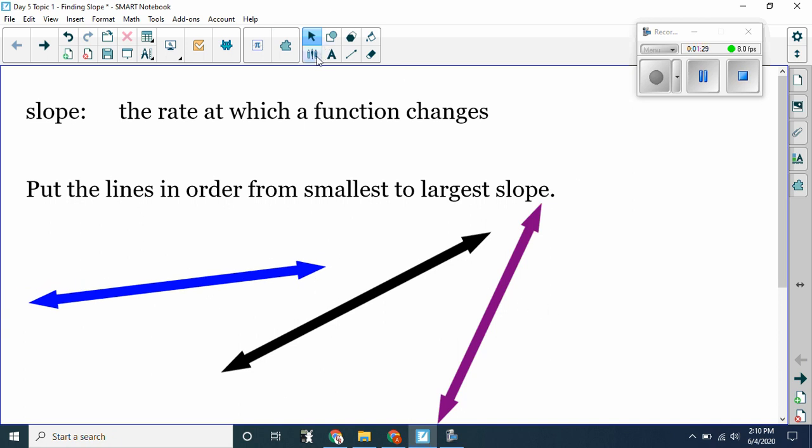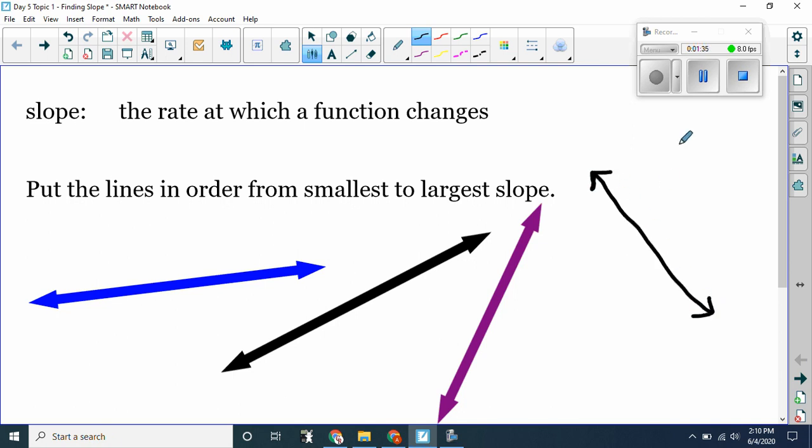If we do have a line that looks like this, so it's falling as it goes from left to right, this line would have a negative slope. So that line has a negative slope. Each of these, because they're getting bigger as we read them from left to right, all of those slopes are positive.